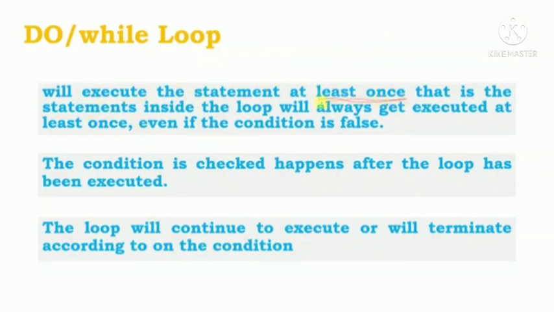त्यस्तो प्रकारले do while loop मा के हुन्छ, while executing the statement at least once, that is the statement inside the loop will always get executed at least once even if the condition is false. The condition is checked after the loop has been executed. The loop will continue to execute or terminate according to the condition. Do while loop मा जब condition wrong छ भने पनि it will print once. Do loop को चाहिँ एकपल्ट print गर्छ. Condition true होस् कि false होस्, once do while loop भित्र लेखेको छ it will be printed.